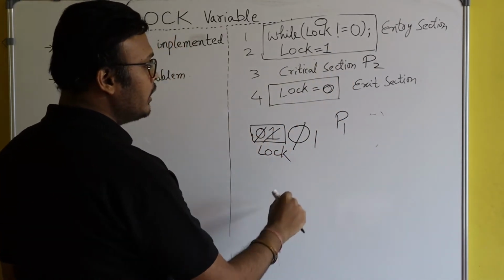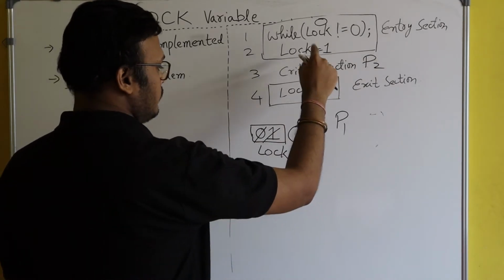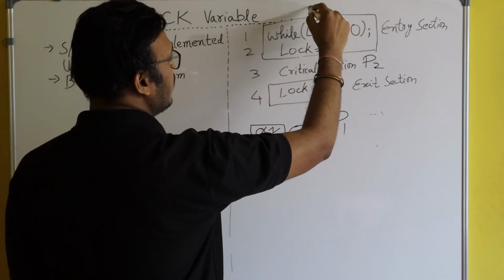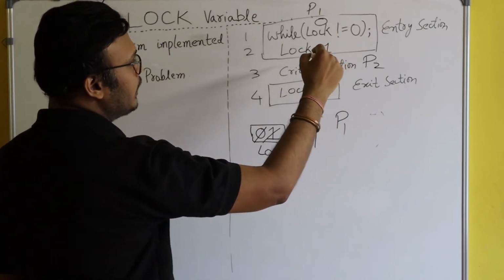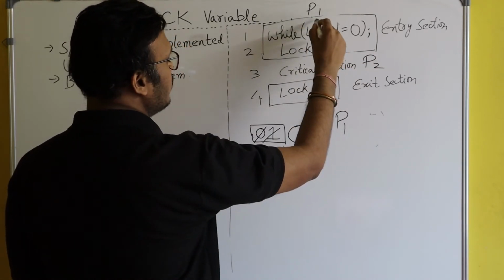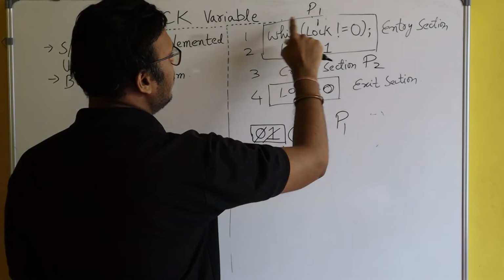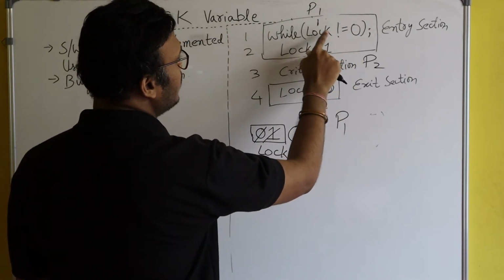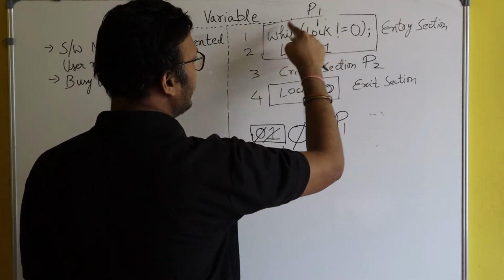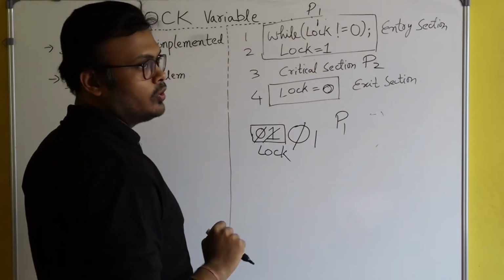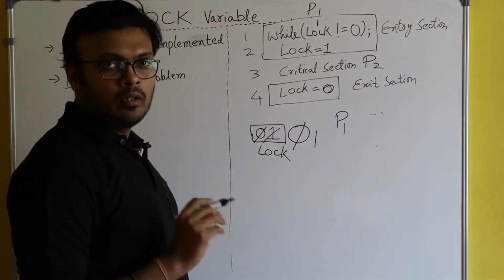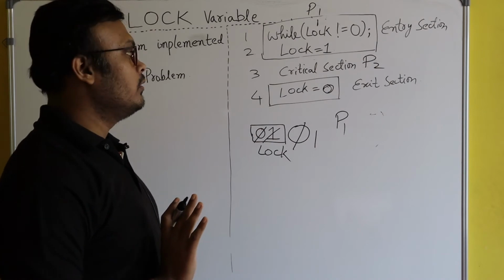And moreover, due to this, suppose another process, say P1, tries to enter into the critical section. Since the lock value is 1, P1 will get trapped in this while loop, because 1 is not equal to 0. It's true, and then P1 will get trapped in this while loop. Okay, so in this way, mutual exclusion is there. Till now, everything is fine.